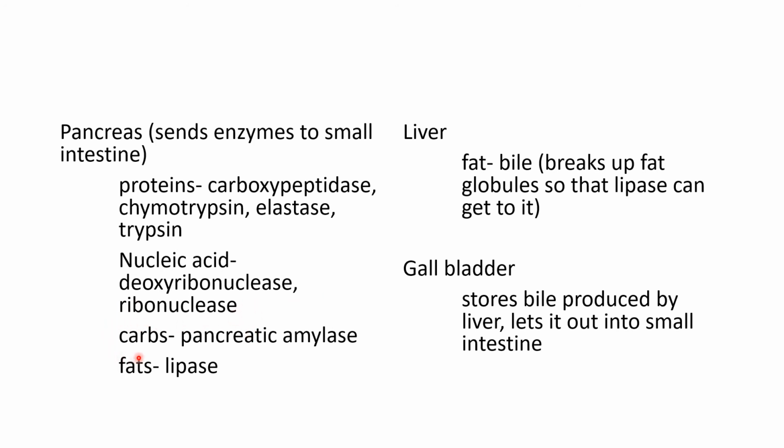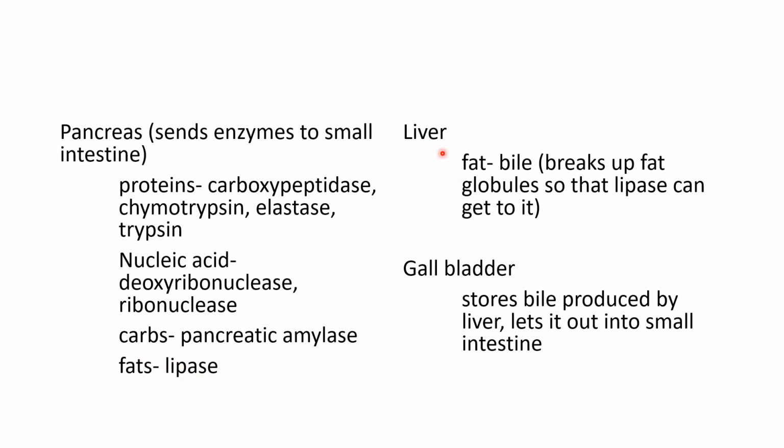For carbs, the pancreas can help digest carbs through the secretion of pancreatic amylase. Again, amylase just digests a type of carbohydrate called amylose. And then pancreatic lipase is also produced, and that can help to digest fats.